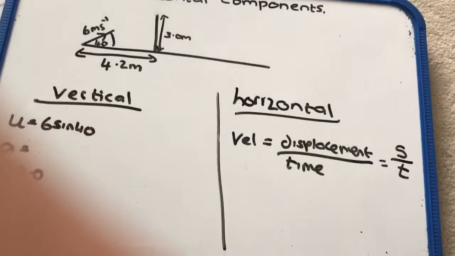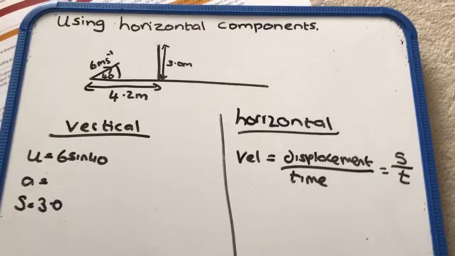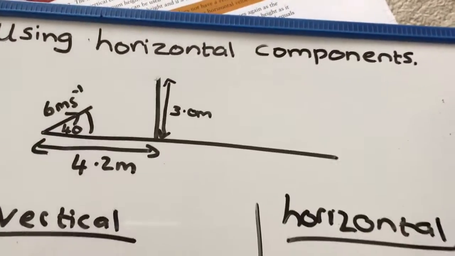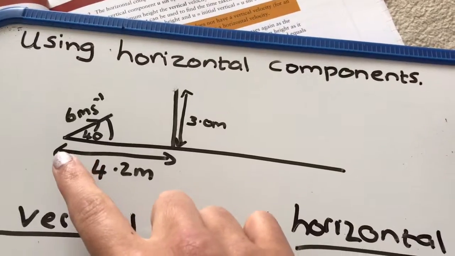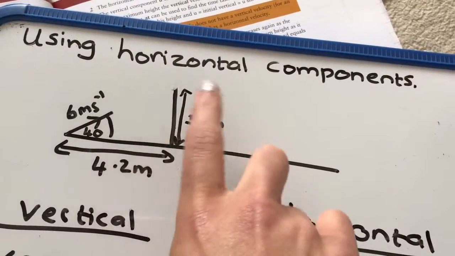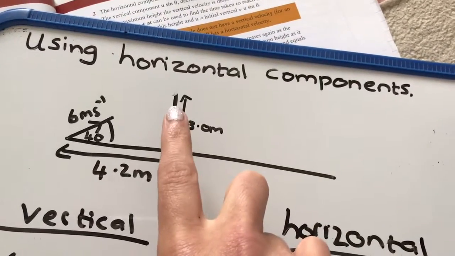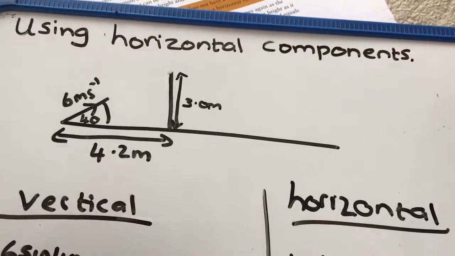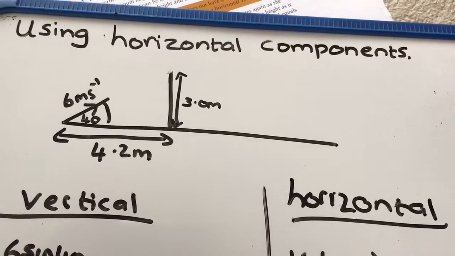Okay, so sometimes you might get a question and you're not actually sure when you should be using the horizontal or the vertical component. So this is an example here of something being fired into the air, and it has to go above this, say this is a fence. So I'm just going to show you how we can look at vertical and horizontal and decide which one we have to use.